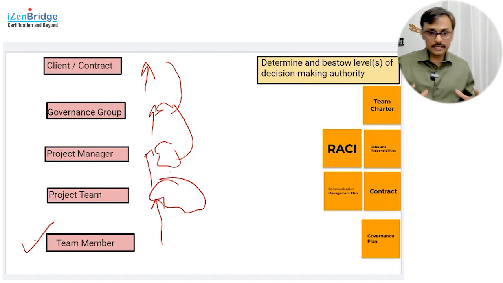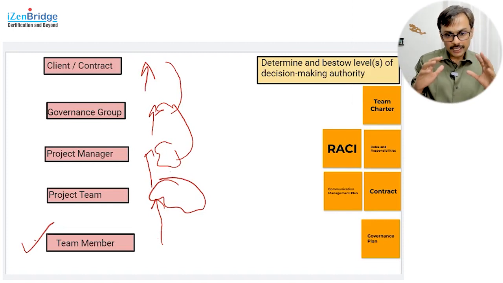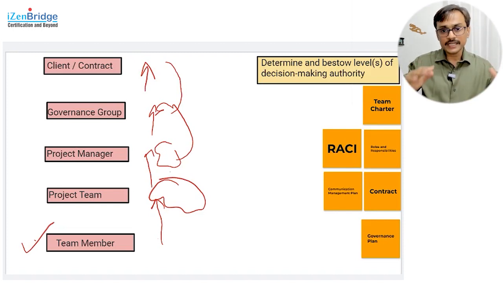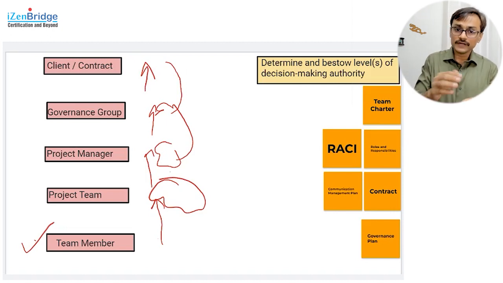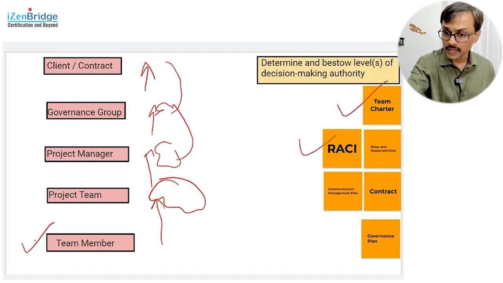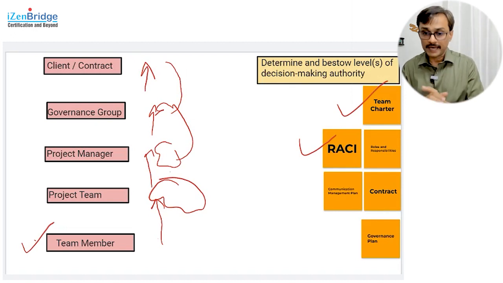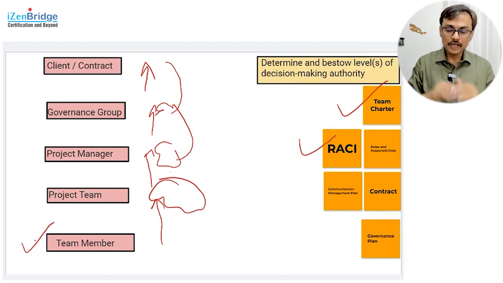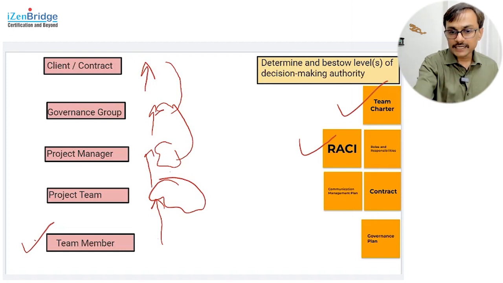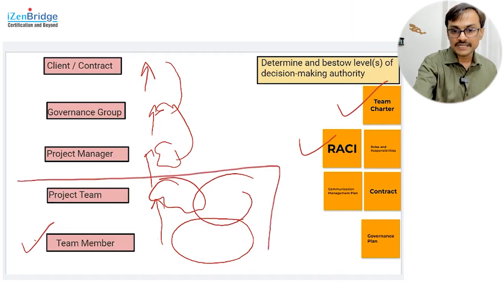So the idea here is we want to empower the team and we want to empower stakeholders in order to ensure right understanding and manage expectations with each other. In order to do that, as a part of our working agreement, it may be documented in a team charter, or put into a RACI matrix, or roles and responsibilities, or in a contract, or maybe in a communication management plan or a governance plan. We need to have clarity on what decisions can be taken at a team level or a team member level.